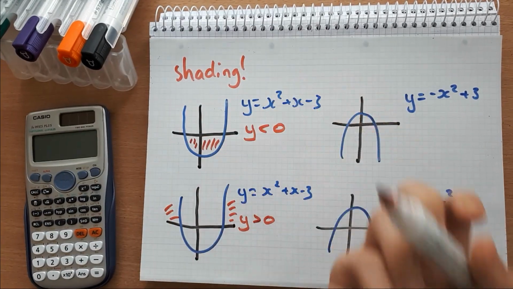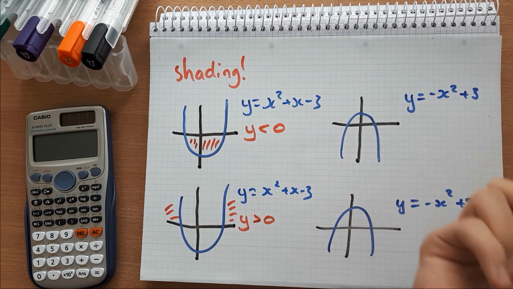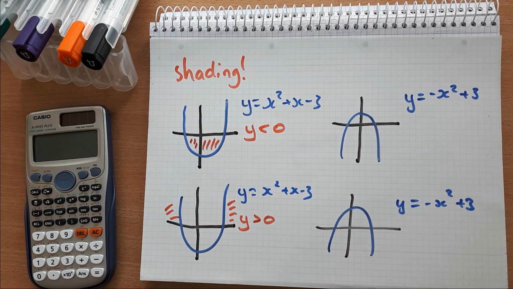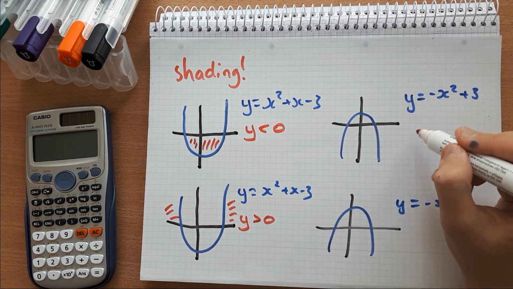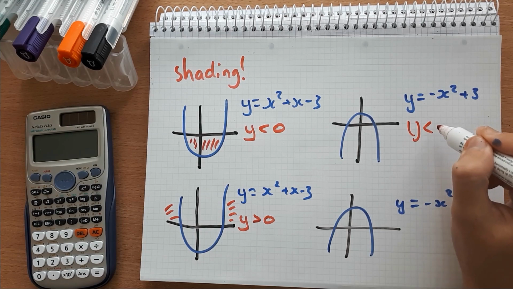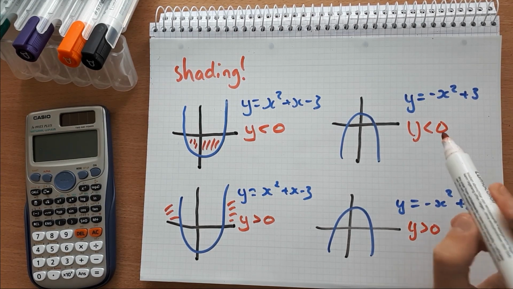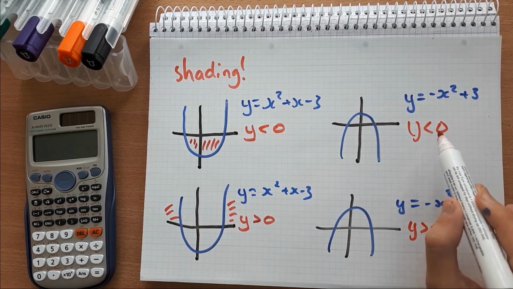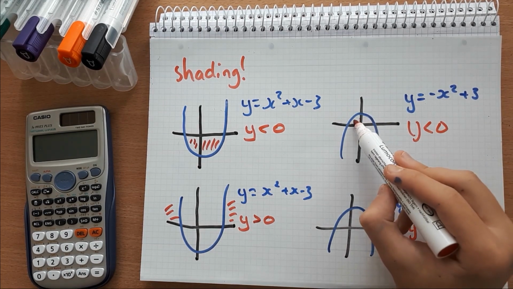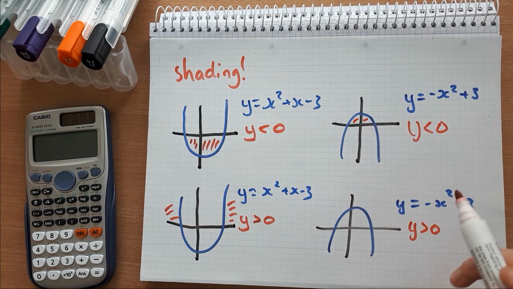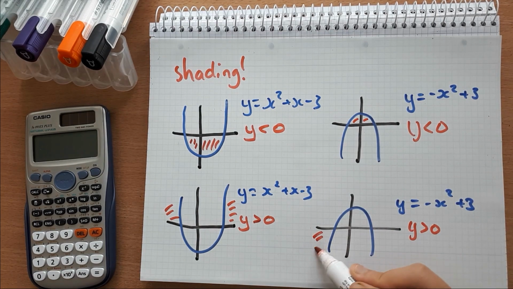There are loads of different ways of explaining it, but this is probably one of the easiest ways to explain it. Then we have whenever y is greater than 0 and y is less than 0. So on this one, y is greater than 0 inside here, and y is less than 0 outside here. Does that make sense? Hopefully that makes sense.